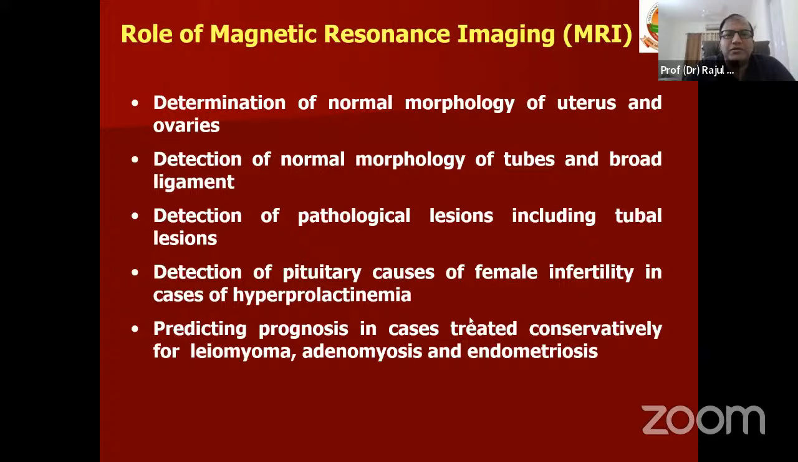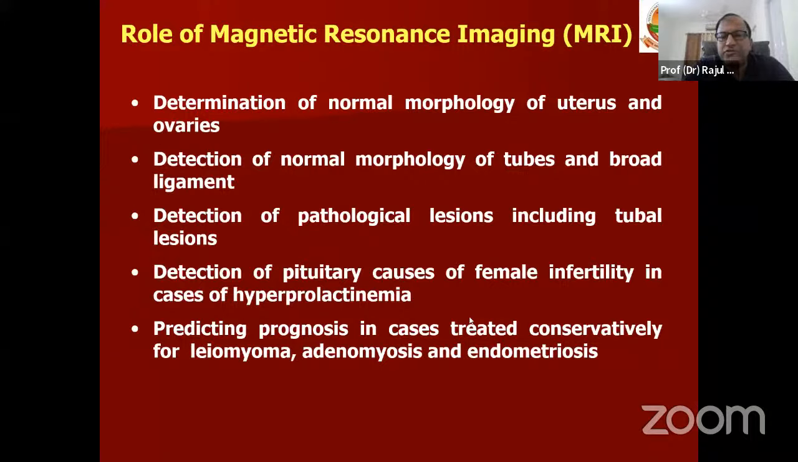Now, what can magnetic resonance imaging provide over and above the ultrasound? Like the ultrasound, it will be able to delineate the normal morphology of the uterus and ovaries in all conditions, even if the patient is very obese. Then detection of the normal morphology of the tubes and broad ligament. The broad ligament is well visualized on MRI. Then detection of pathological lesions, including tubal lesions.